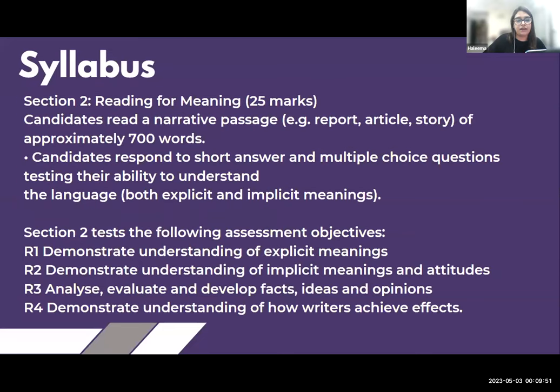And then the second section is reading for meaning, where you are expected to understand the meaning of the passage in terms of explicit meanings and implicit meanings. The paper we do, again, we will go over different types of questions. What are explicit meanings and implicit meanings?